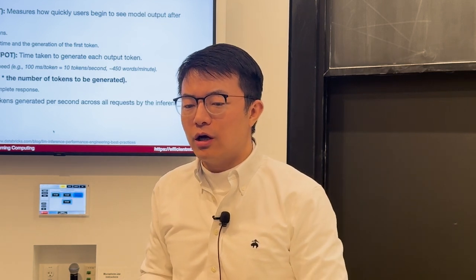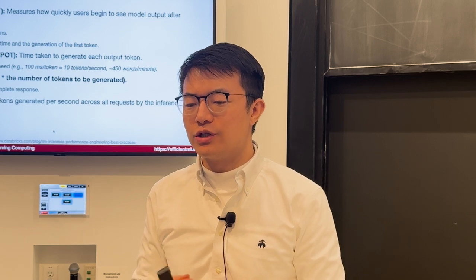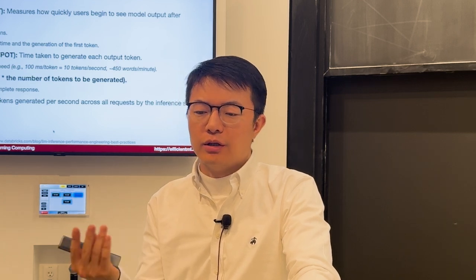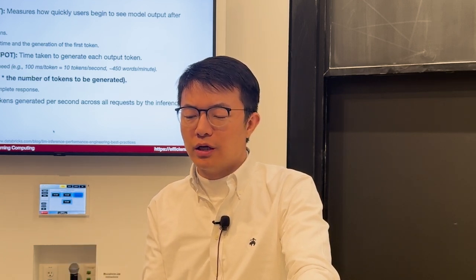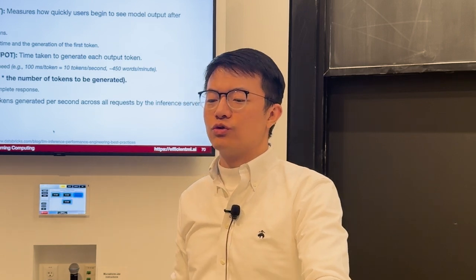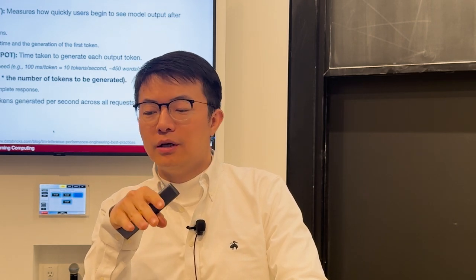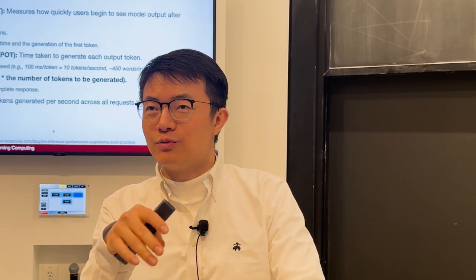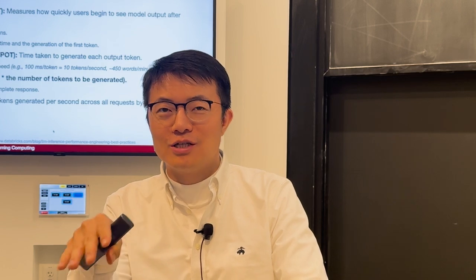There's also a concept called time per output token, or tokens per second, which is the time taken to generate each output token. For example, if it takes 100 milliseconds to generate each token, that corresponds to 10 tokens per second. And that is roughly the threshold. Above that, it will feel very interactive, but below that, it will feel like the large language model is pretty dumb. It generates very, very slowly.